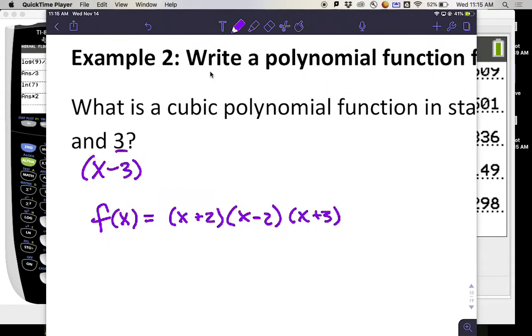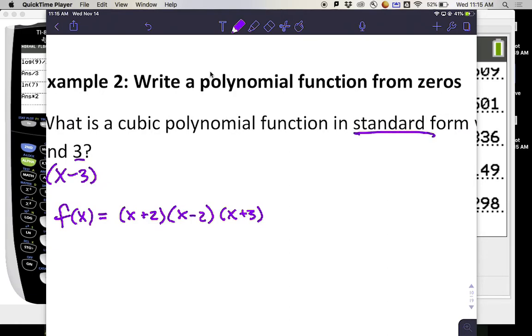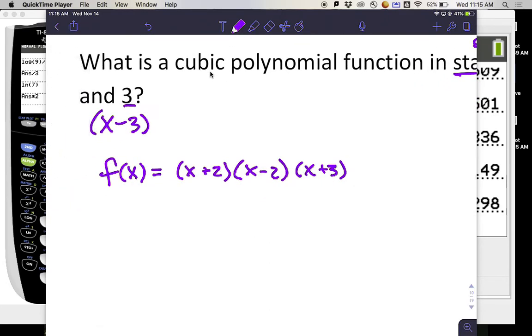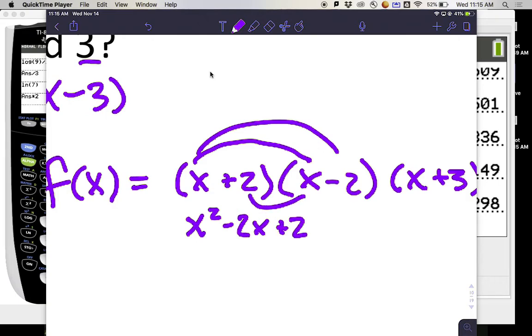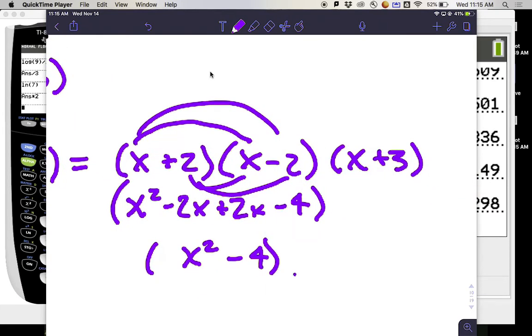Now, since I asked for the equation in standard form, that means I need to simplify everything down. So I need to FOIL 2 of these together and then multiply by x plus 3 afterwards. I'm going to FOIL x plus 2 and x minus 2 first. It's going to give me x squared, negative 2x, positive 2x, and then minus 4. When I simplify that, the 2x's cancel out, so you're left with x squared minus 4. Now you still have x plus 3 that you have to multiply this by.